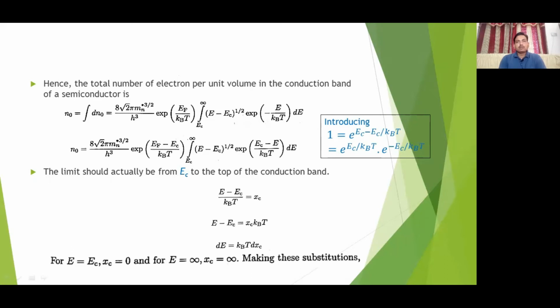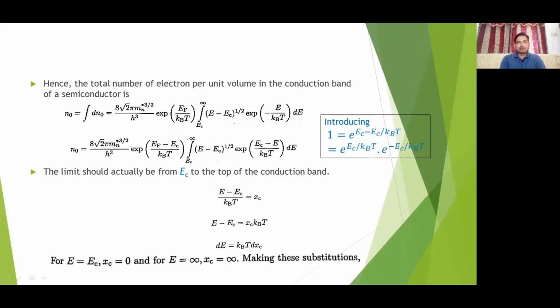So, to find the total number of electrons per unit volume, you have to integrate it. From where to where? You are dealing with the conduction band, so you start from the bottom of the conduction band, EC, and it can go up to infinity. Practically it should go up to the top of the conduction band, not infinity. Right? Square root of E minus EC, exponential of minus E over KBT, dE. Here you add exponential of EC minus EC over KBT, which is also equal to 1. So, it can be written like this.